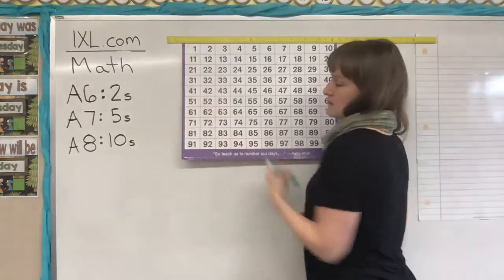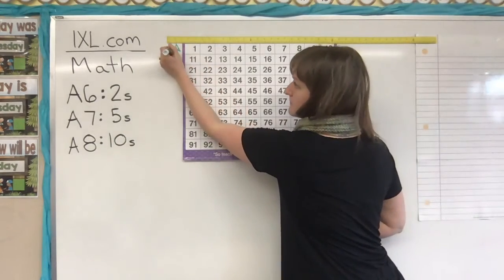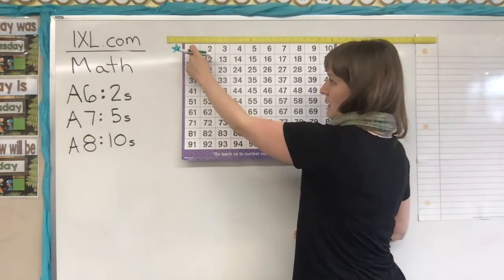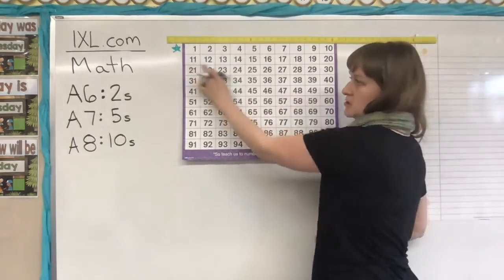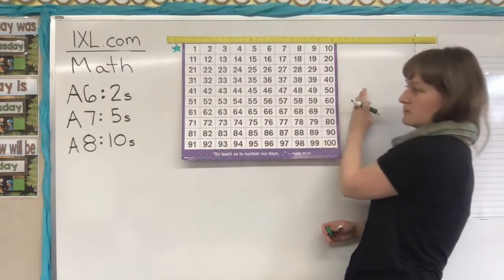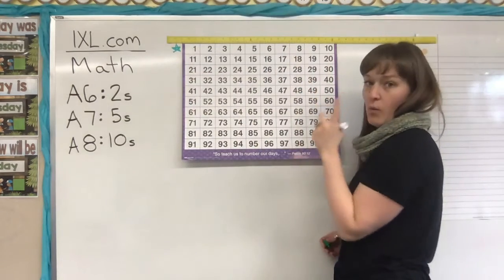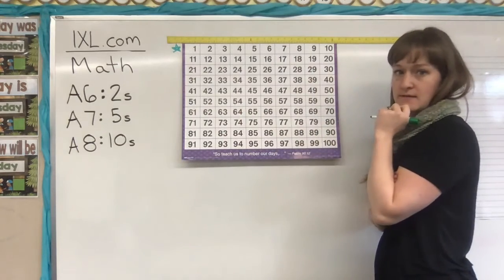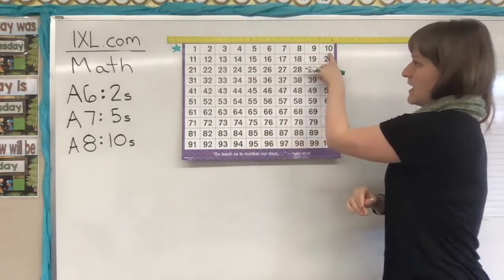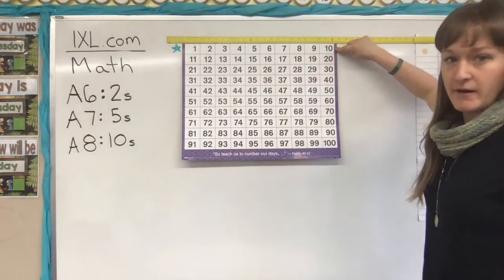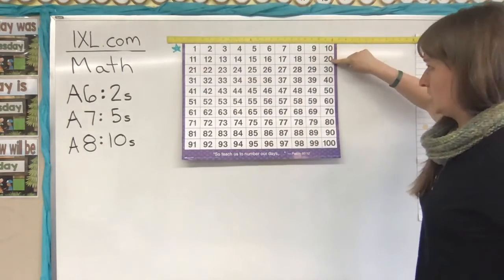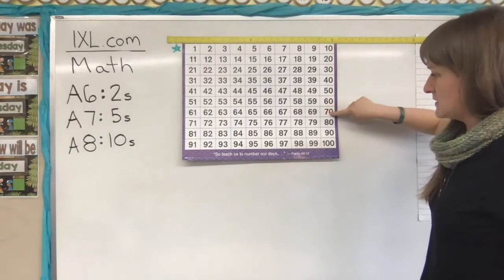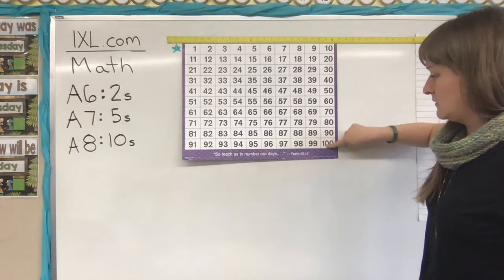In the top left is always where we start counting. That's our starting point. And we read a hundreds chart just like we read a book: left to right, top to bottom, one line at a time. So if we're counting by 10s, I just need to look for the first 10 and then find my pattern. 10, 20, 30, 40, 50, 60, 70, 80, 90, 100.